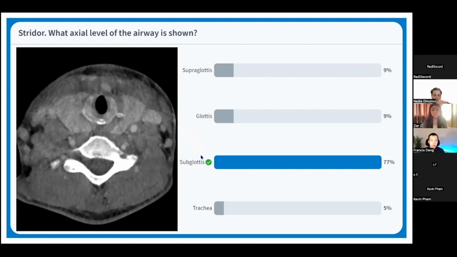At a higher level, the vocal cords will come together. That would be the glottis. And then above the level of the glottis would be the supraglottis, which is at the level of the epiglottis and the aryepiglottic folds and the arytenoid cartilages. The trachea would be lower down below the level of the subglottis, and you would be able to see tracheal rings at that level.